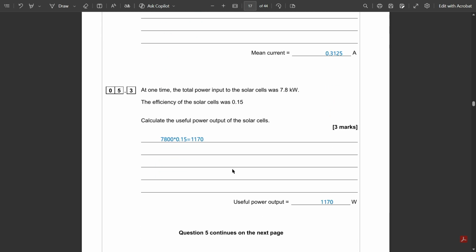It's another simple rearranging question. The total power input is 7.8 kilowatts or 7,800 watts. The efficiency was 0.15. Just plug it in and rearrange. I didn't even do the rearranging just because I know the formula's in the formula book. The answer is 1,170 watts.